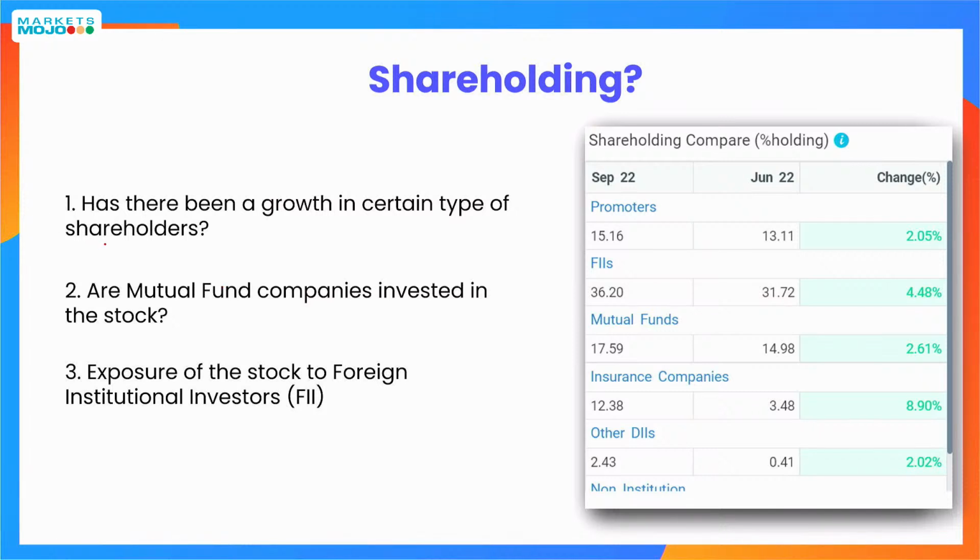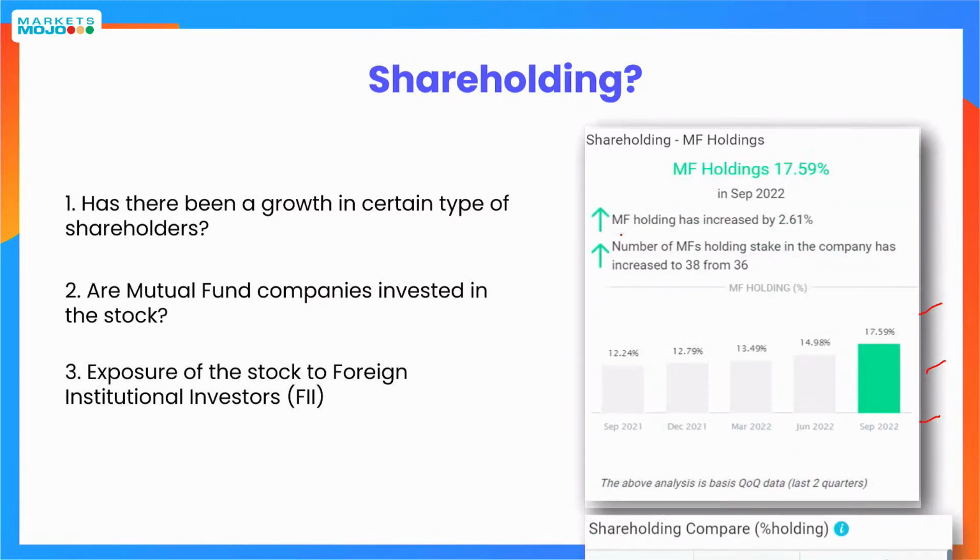The first question you can ask is, has there been any growth in certain type of shareholders? If you see from June to September quarter, there is some FI interest over here. There's some interest from insurance companies. There's been a growth. Even mutual fund companies have shown some slight interest over here. Okay, so the first card over here actually tells you the different participants, how have they been increasing their shareholding quarter on quarter.